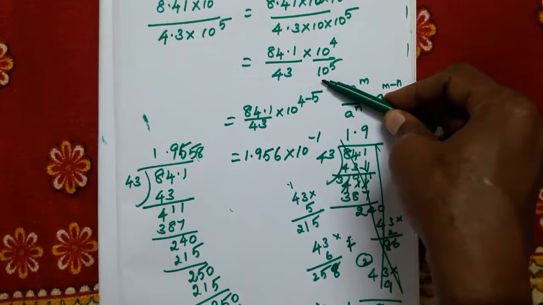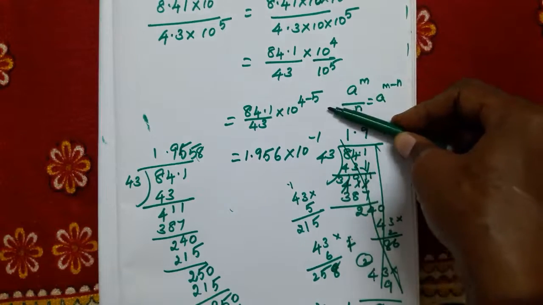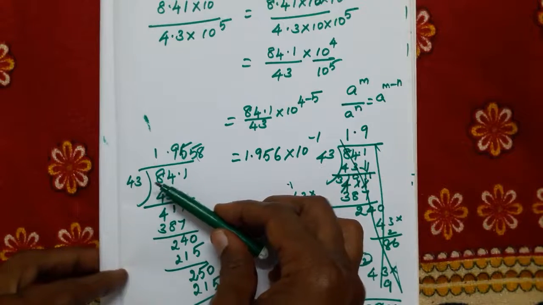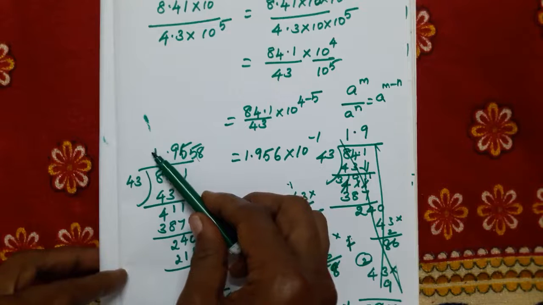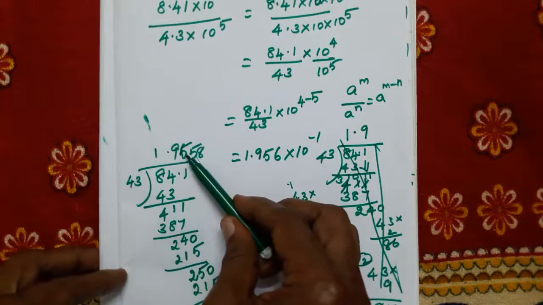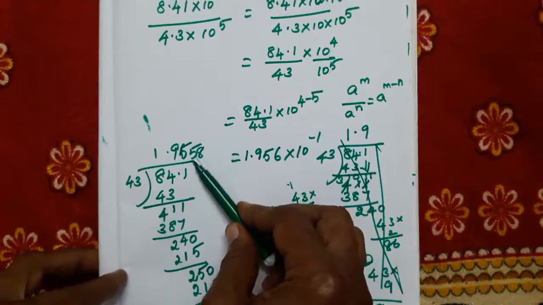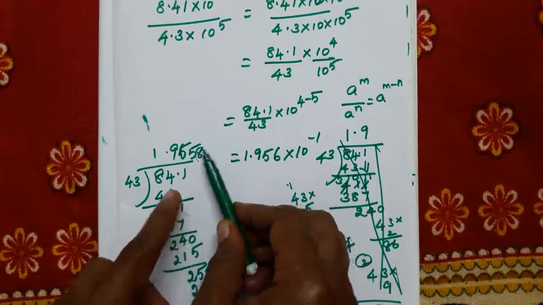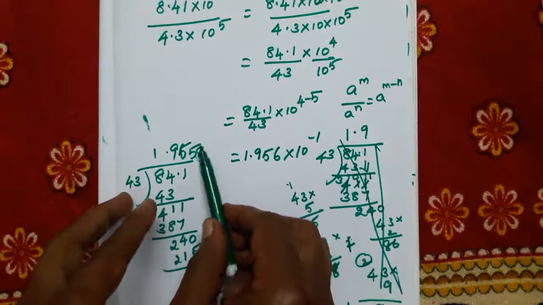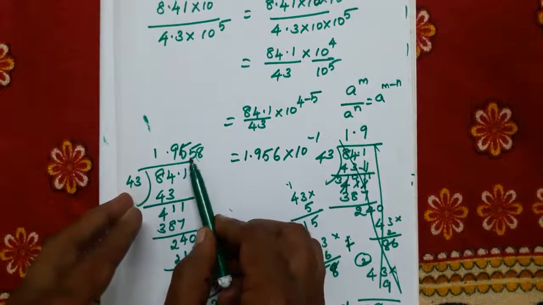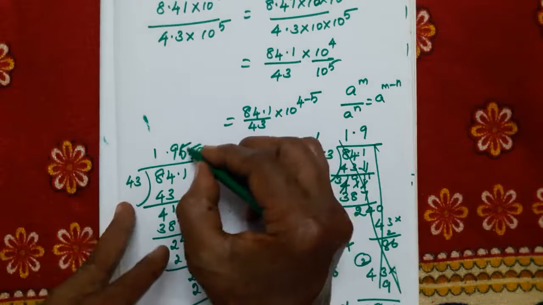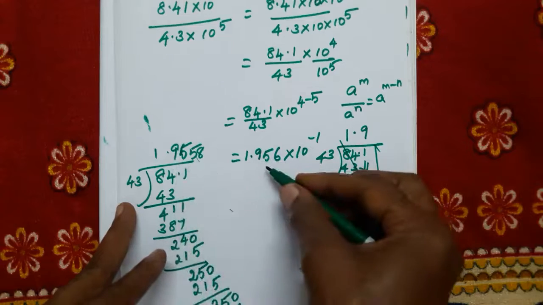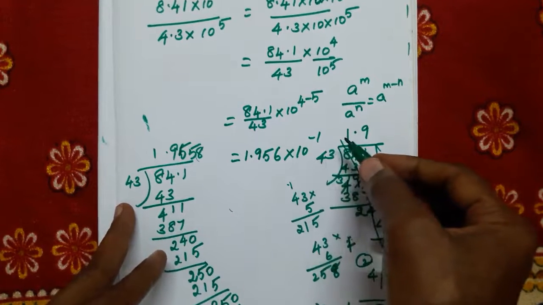Here 10 power 4 by 10 power 5 we can write as 10 power 4 minus 5. When we divide 84.1 by 43 we get 1.9558. Here the fourth digit is more than 5. When rounding up into 3 places of decimal, we have to add one more. 5 plus 1, we get 6. So we can write 1.956 into 10 power minus 1.